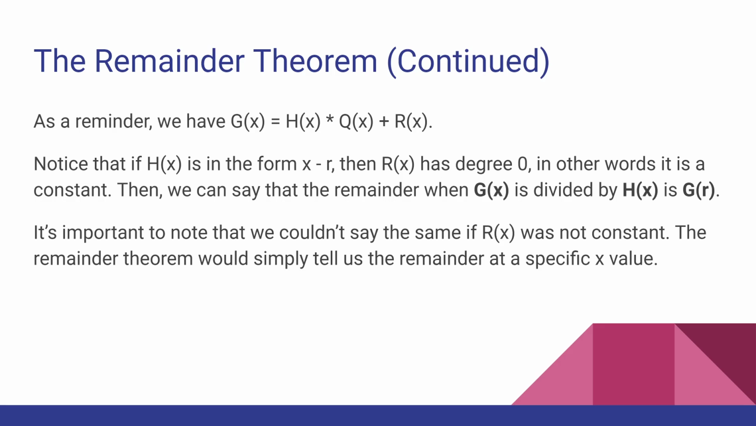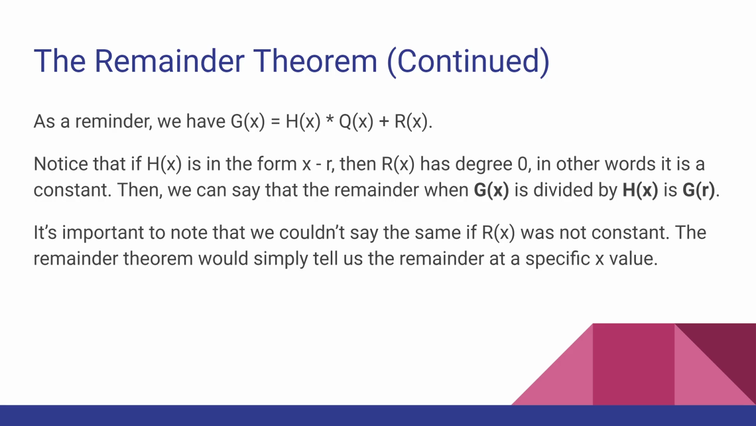Alright, so to continue, we'll be discussing when r of x is a constant. We'll notice that when we're dividing by a linear polynomial, or basically a polynomial with degree 1, in the form of x minus r, then r of x has degree 0 no matter what, which means that it will always be constant.